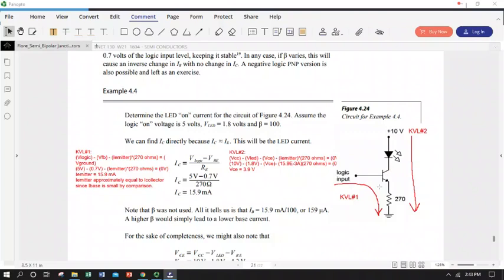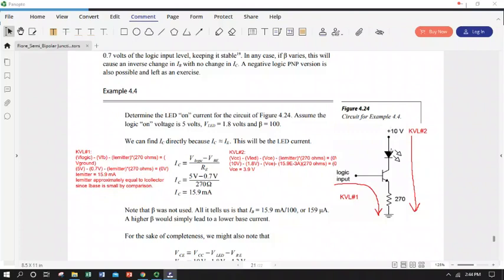So we have another example here where we have an input, and then we can solve for our base current if we want. So we have whatever our voltage is here, minus 0.7, minus the emitter current, which will be approximately equal to the collector current, times 270, equals 0. So that's KVL number 1.